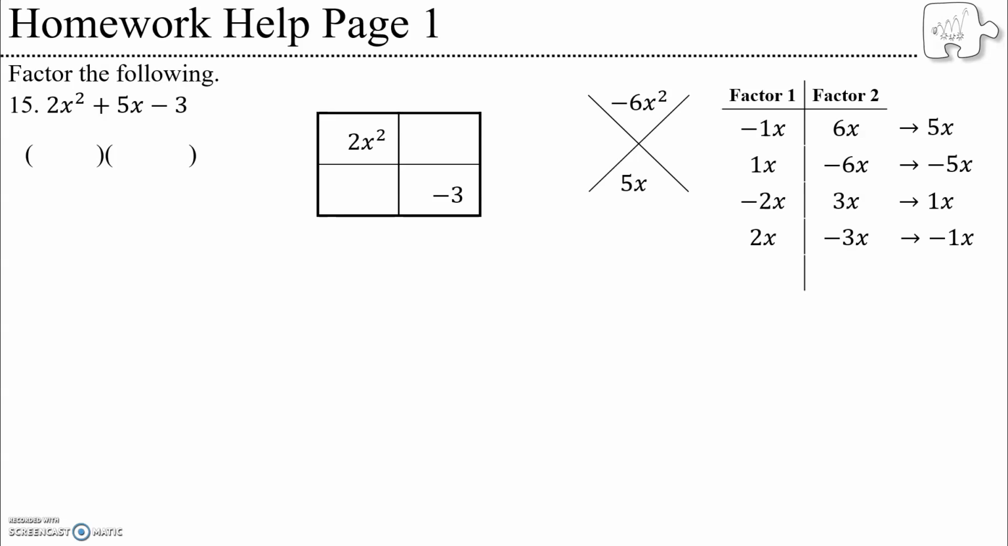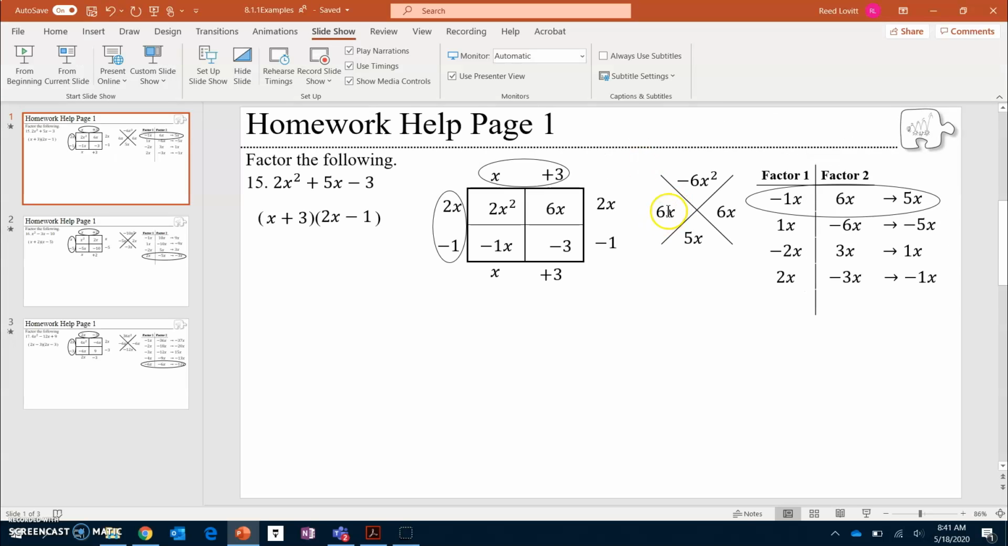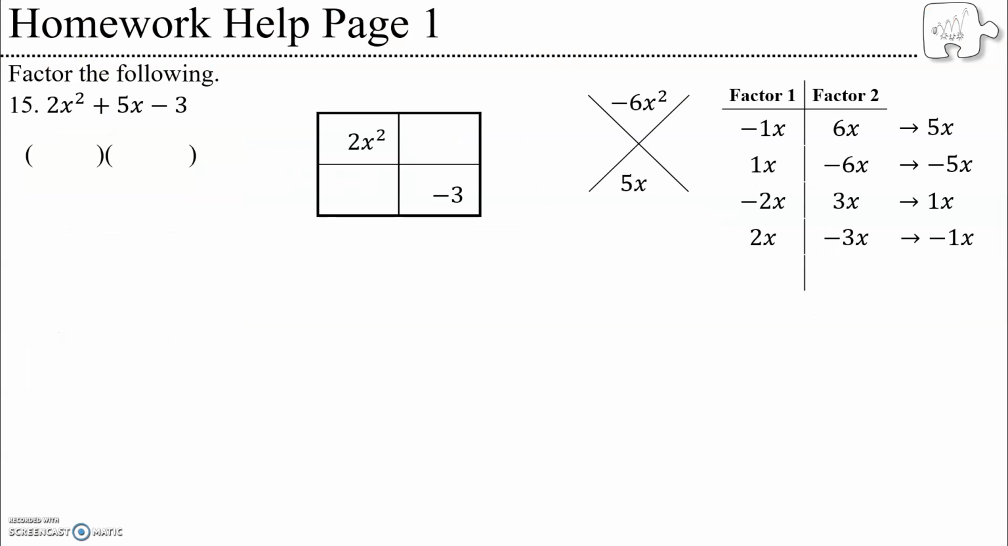Moving on, we wanted 5x, so the top one works. We're going to fill in negative 1x and 6x, and we're also going to fill it in here, negative 1x and 6x.